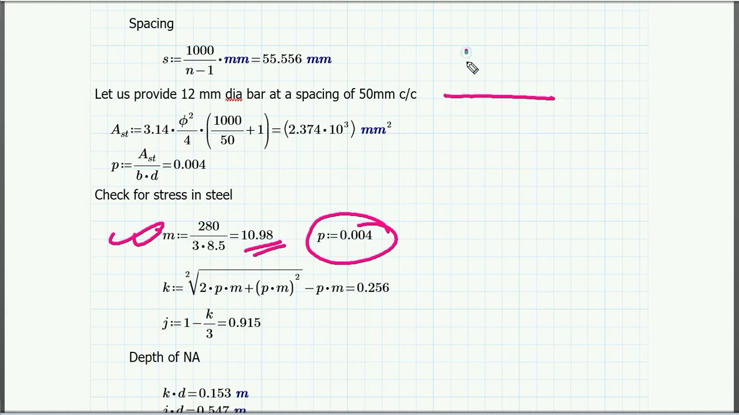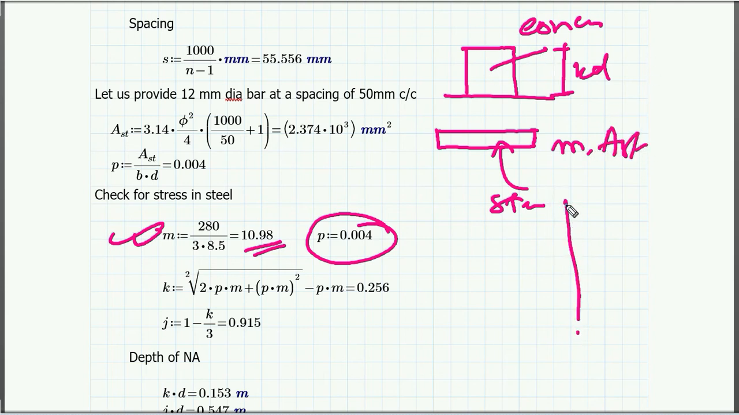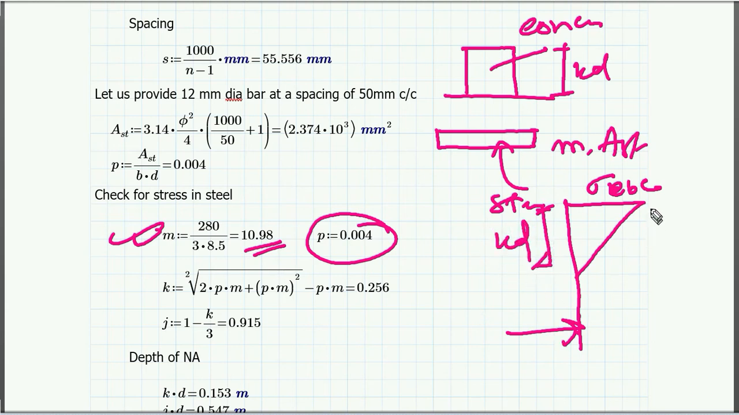Suppose for a cracked section, this is the section that we have. If this is the depth, this is given by kd. This is concrete basically, and this is steel, and this is given by m into Ast, right? And if you draw the stress distribution diagram, it becomes something like this. This is sigma cbc, and the depth is kd. k is a factor, and this is the effective depth, right? So what is the value of kd? You can find out using this equation.